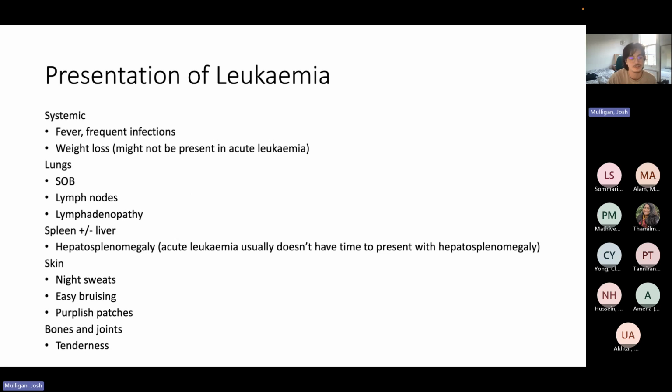If these are lymphomas, you might start getting lymph nodes. And sometimes in lymphomas, the lymph nodes can compress or push the trachea to one side, so you might get some weird breathing symptoms. As you said, hepatosplenomegaly, so that's great. Night sweats, easy bruising, and you might get bone tenderness as well.